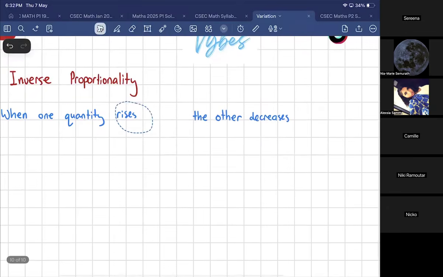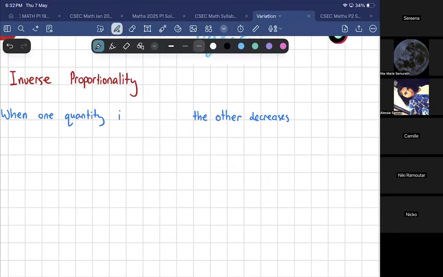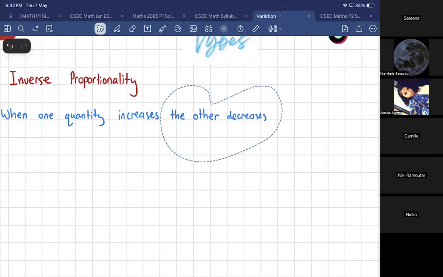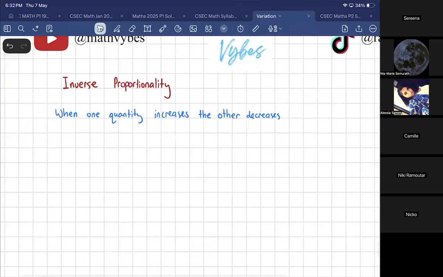I just changed rise to increase. When one quantity increases, the other decreases. Could you guys tell me an example of an inversely proportional relationship in real life? Can anybody tell me two things that have opposite relationships? Something in real life.